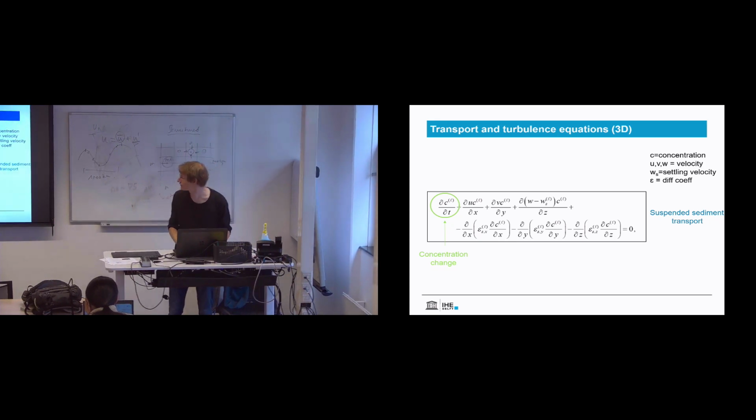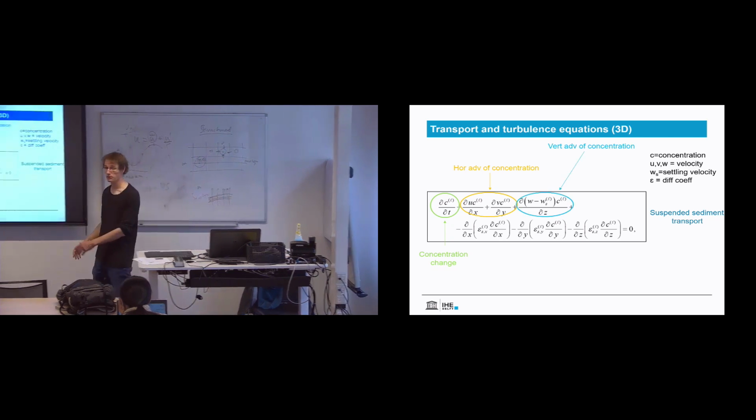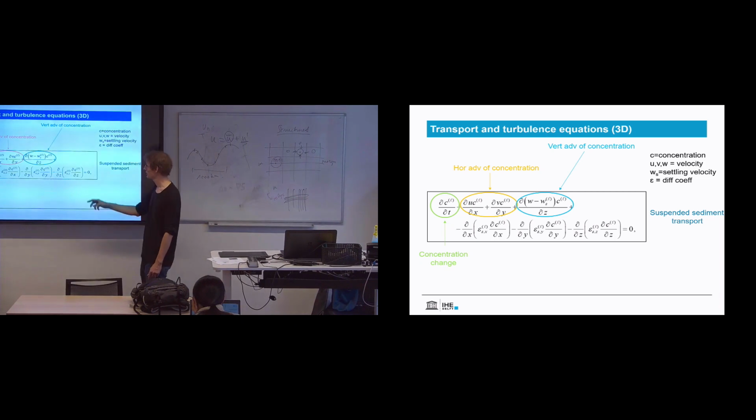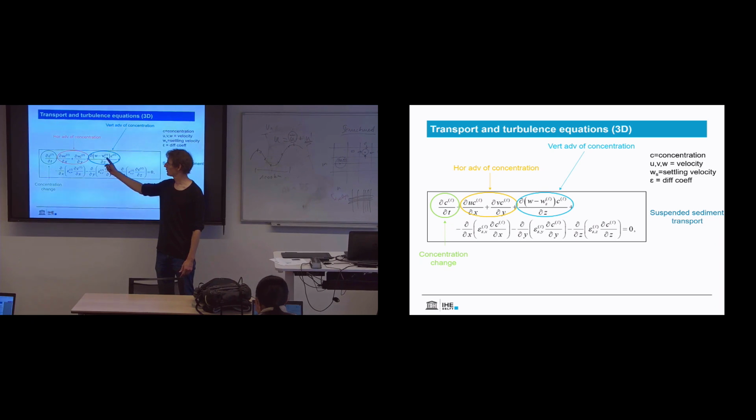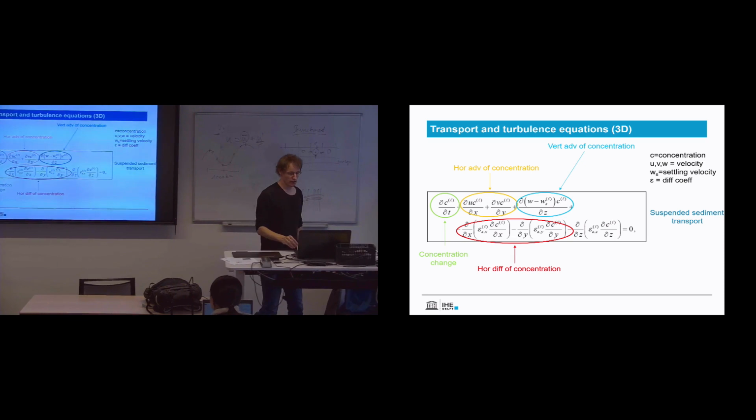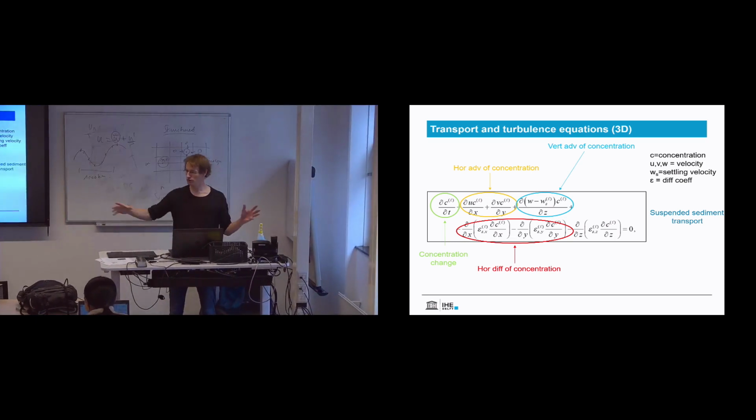So the first term is the concentration change in time, horizontal advection, vertical advection, and because we are dealing with sediment, that falls under the influence of gravity. We do not look at the vertical velocity on its own, but we also take into account the settling velocity of the sediment. And additionally, we have a horizontal diffusion. So if we have diffusion in our flow field, then we will also have horizontal diffusion of the concentration. And the same for the vertical.